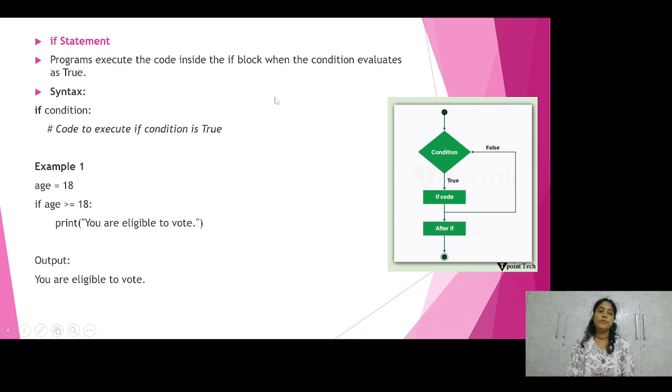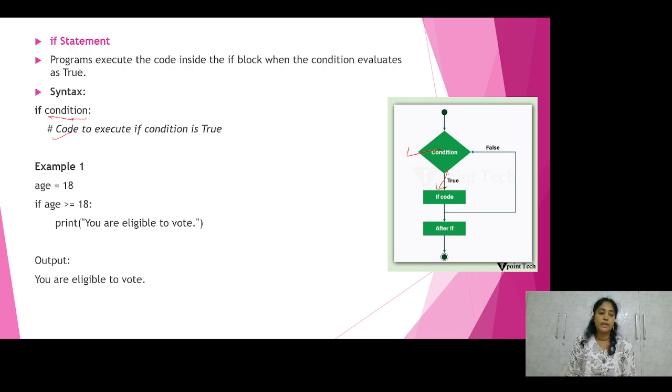The if statement is used to execute the code inside the block if the condition returns true. Whenever you evaluate the given condition, if the condition is evaluated as true, then that block of statements will be executed. Otherwise, if the condition returns false, then control will come out of the block. The syntax is: we write the condition here, and if the condition is evaluated as true, then the true block will be executed.